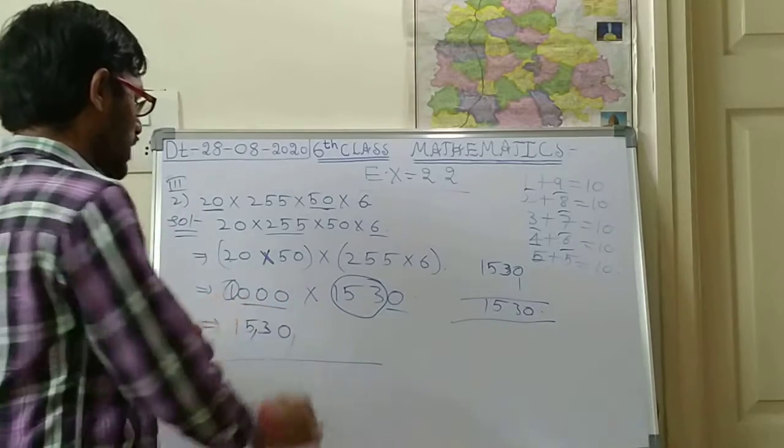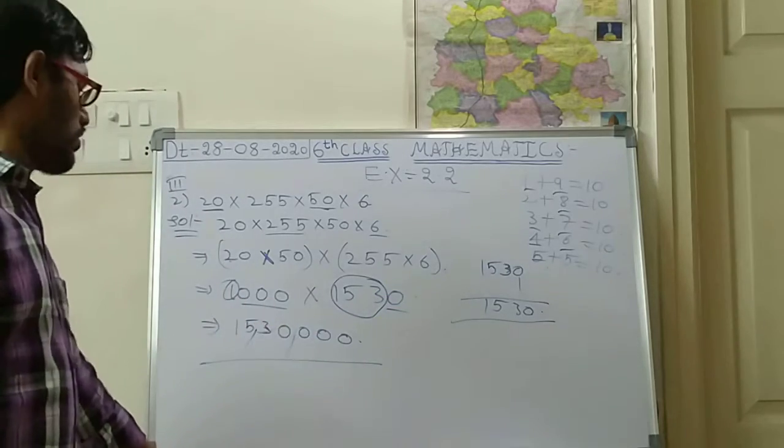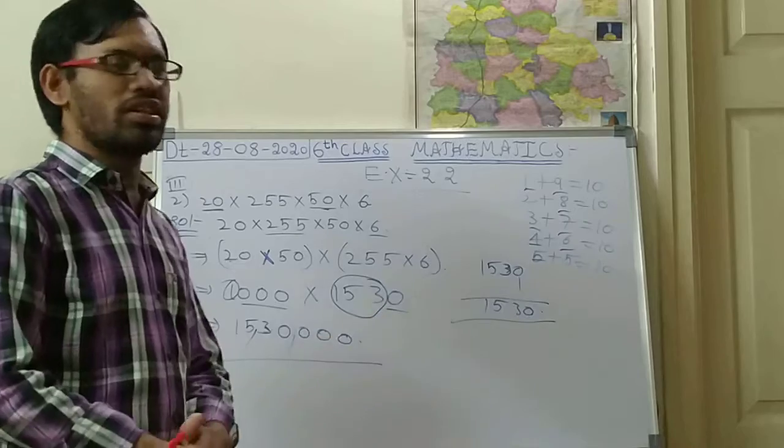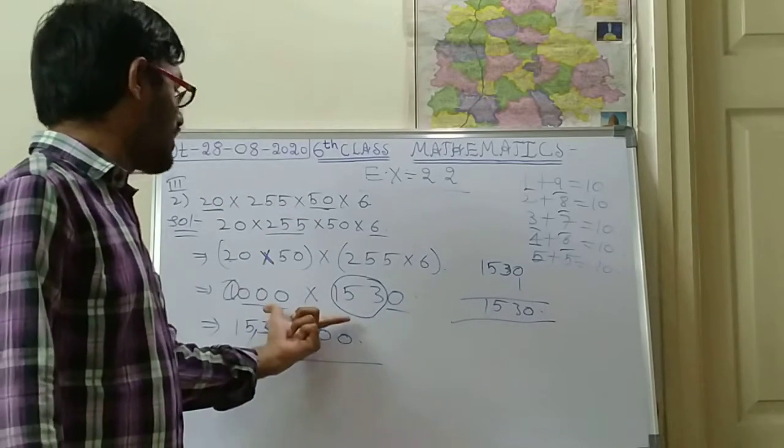Now here again 3 zeros are there. You should keep these 3 zeros. So this is the answer. 15 lakhs 30,000 is the answer for this problem. See now how easy it was.